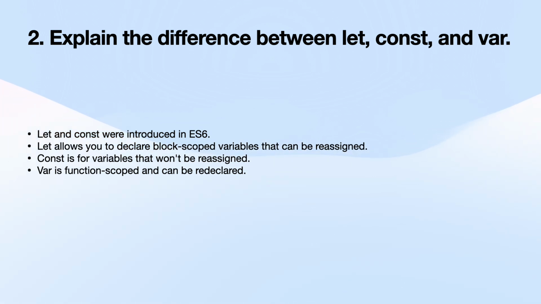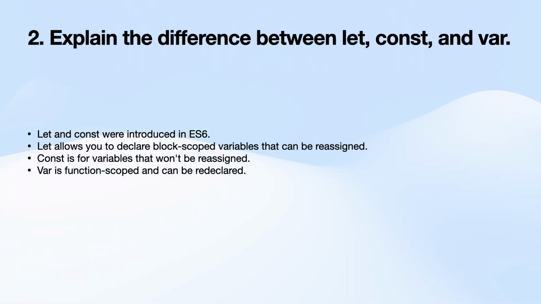2. Const. Also introduced in ES6, const is used to declare variables that won't be reassigned. Like let, const is block-scoped. However, it's important to note that while const prevents reassignment of the variable itself, it doesn't make the value immutable if it's an object or array.